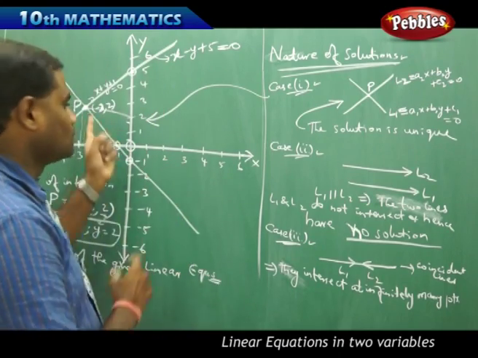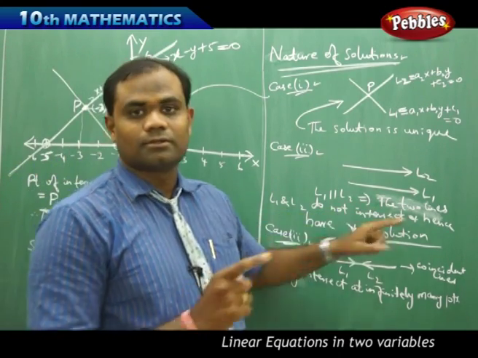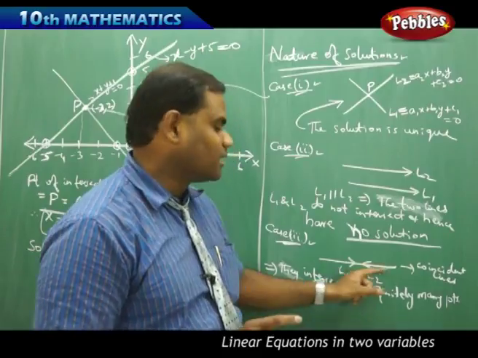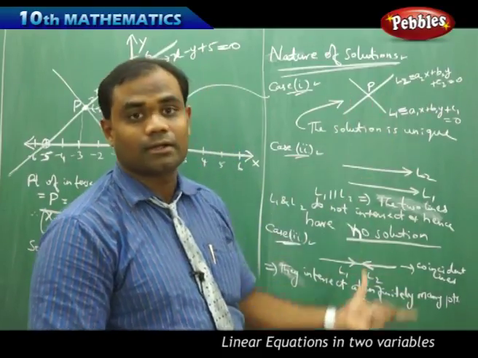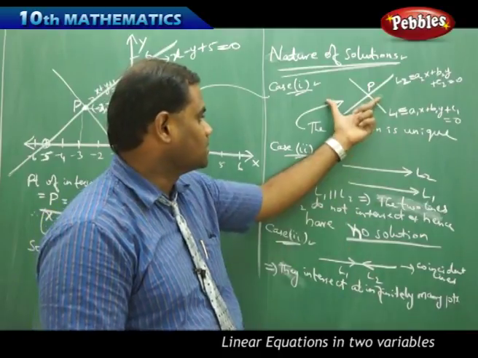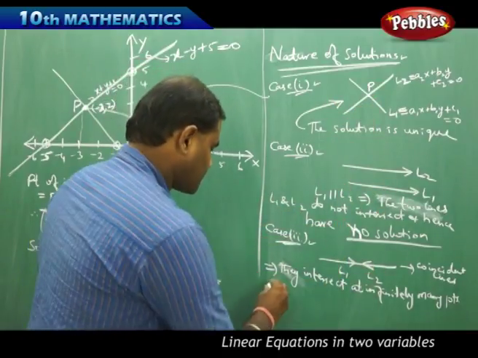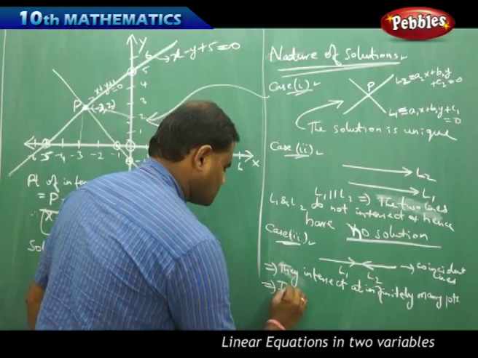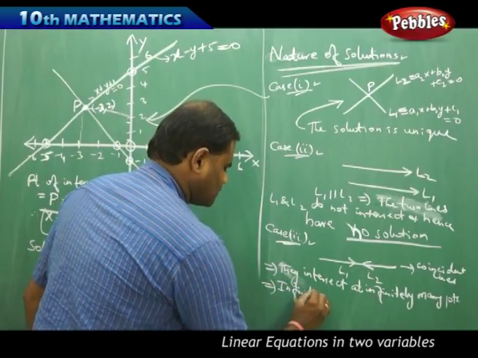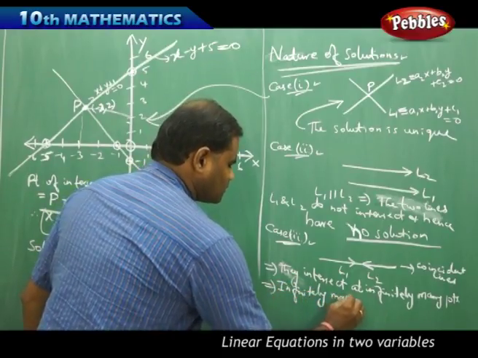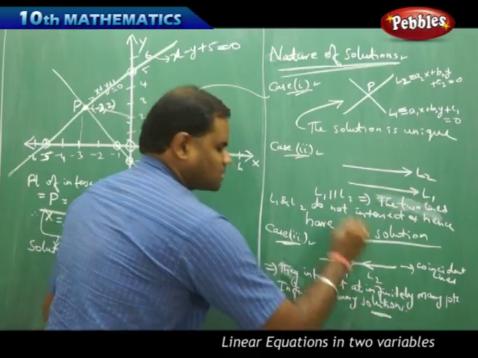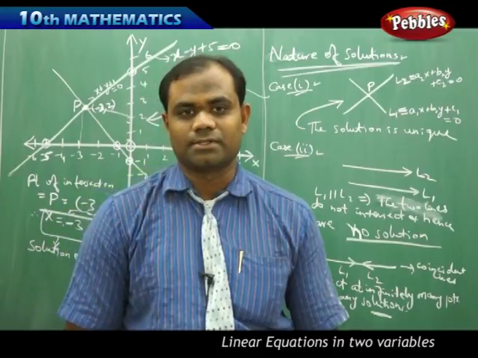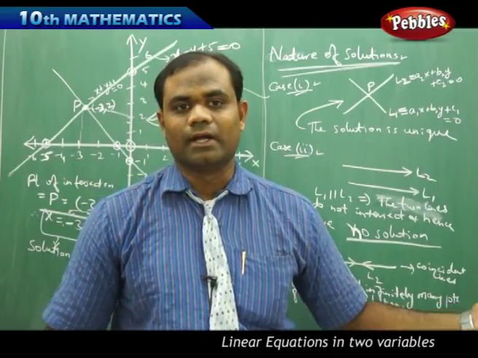One intersection, one solution. No intersection, no solution. Infinitely many intersections, infinitely many solutions is how we understand the nature of solutions connected to the graphs.